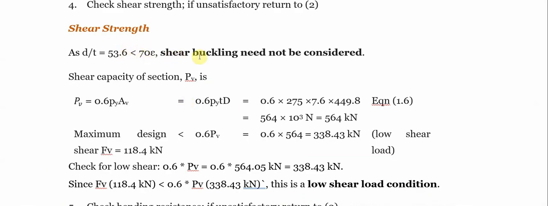So that means shear buckling doesn't need to be considered. Had it been greater than this, then we would have to consider shear buckling. So we check shear capacity again. The formula for shear capacity is this.